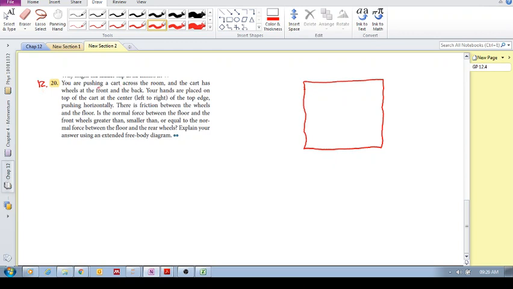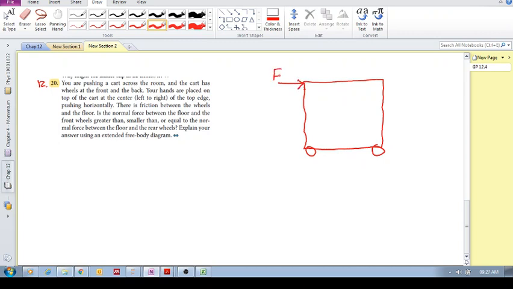You are pushing a cart across the room, and the cart has wheels at the front and the back. Your hands are placed on the top of the cart at the center of the top edge, pushing horizontally.